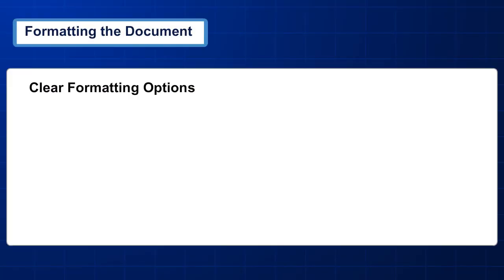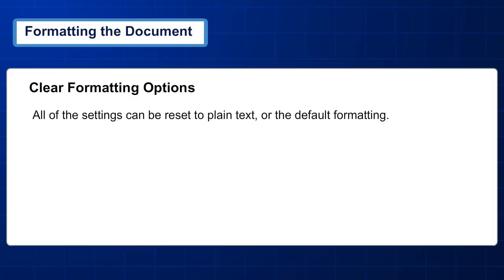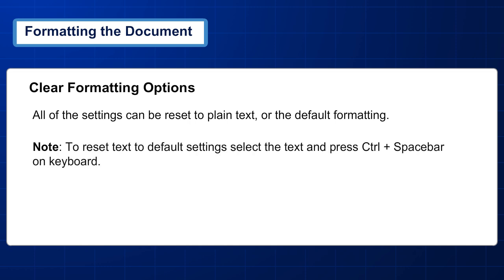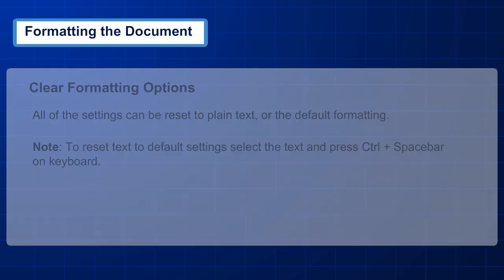Clear formatting options. All of the settings can be reset to plain text or the default formatting. Note: to reset text to default settings, select the text and press Ctrl plus space bar on keyboard.